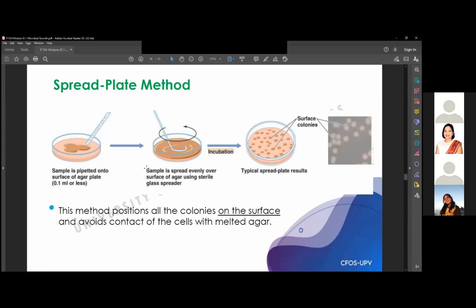Ayun. So walang nag-grow within the agar, only on the surface. Okay, so if I'm going to ask you, ano yung mga obvious na difference ng dalawa? Okay, first is in terms of volume, no? For pour plate, you use 1 ml inoculum, and then the colonies grow within and on the medium.